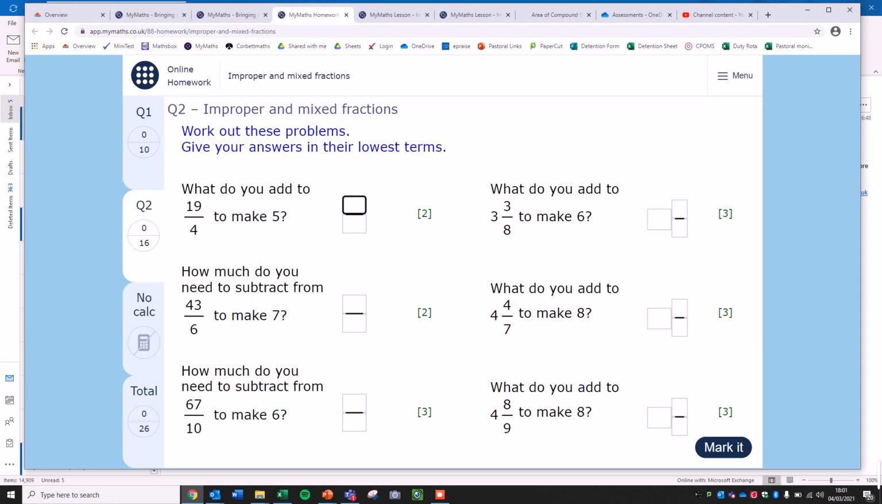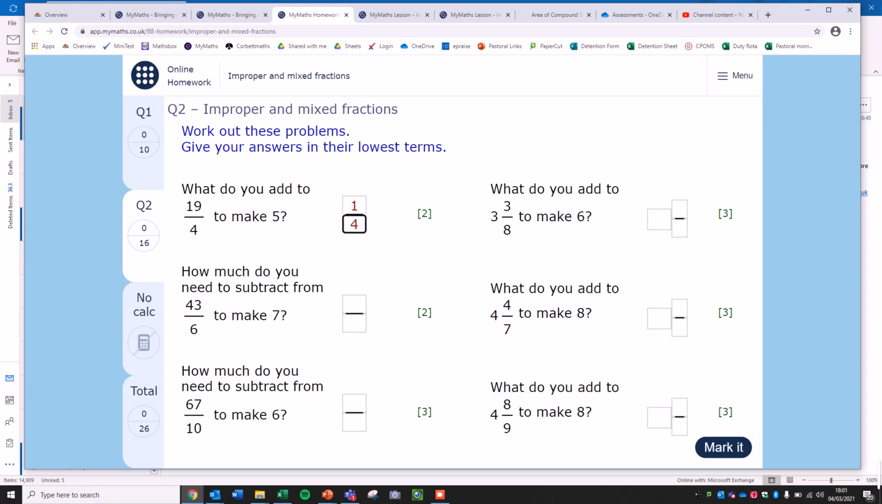Just a quick heads up for these, so what you have to think about is how many quarters is 5. If you draw your diagram, you can draw a diagram of 5 in quarters. 5 is 20 quarters. So from 19 quarters up to 20 quarters is 1 quarter. I can't draw the diagram for you obviously on this, but do draw diagrams for this one.